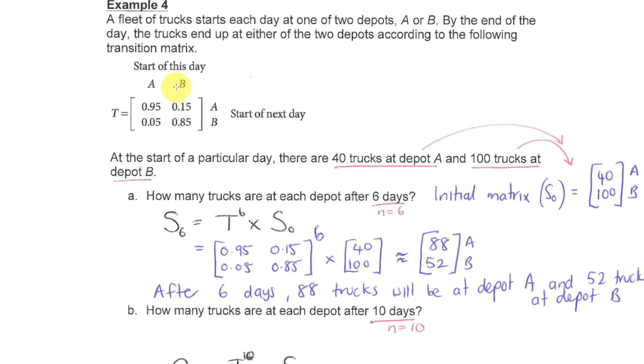If we consider depot B, 85% of the trucks that start at B will start at B the next day. 15% will start from A. So that's our transition matrix.